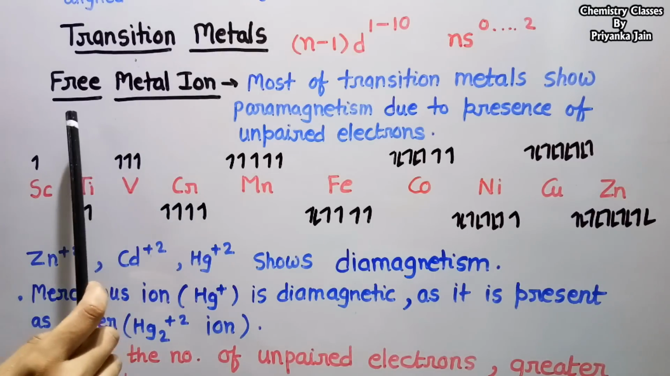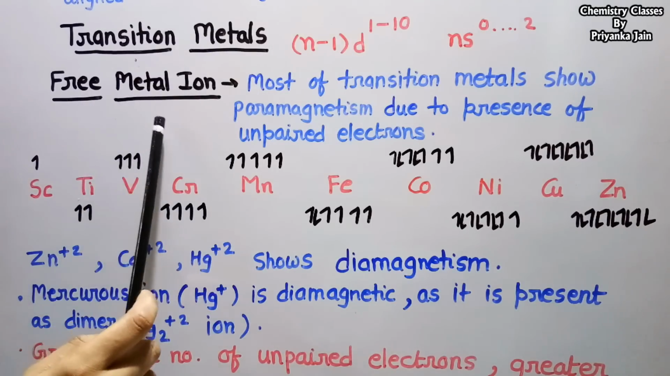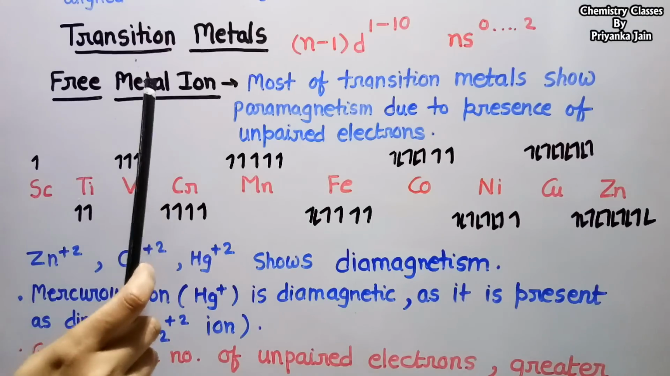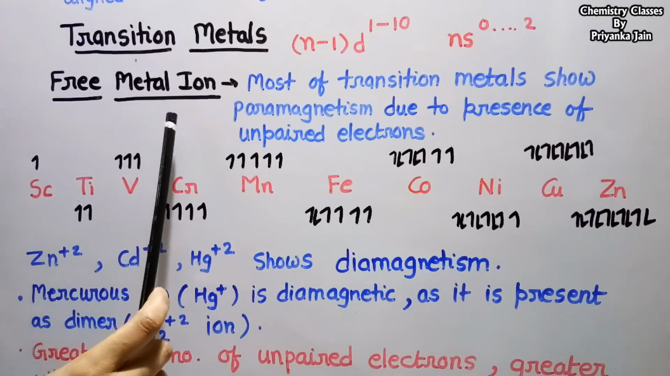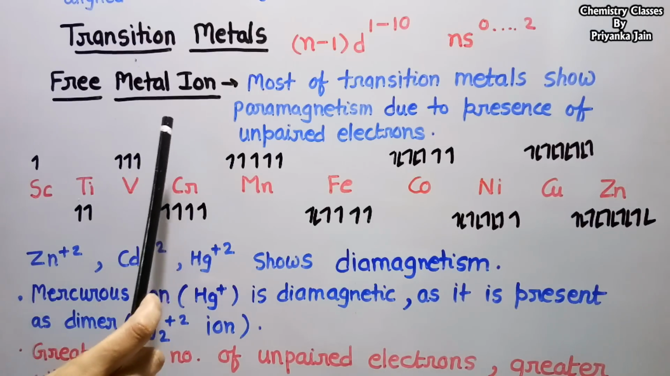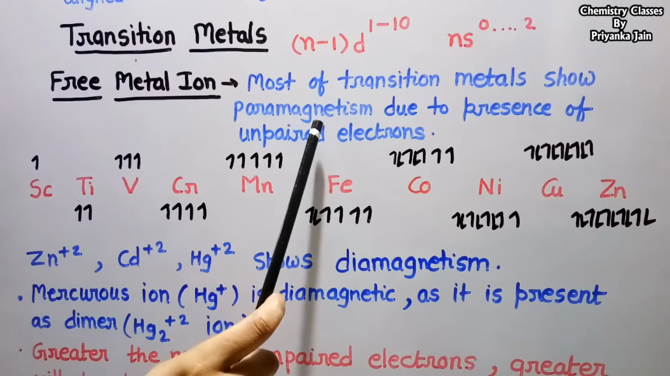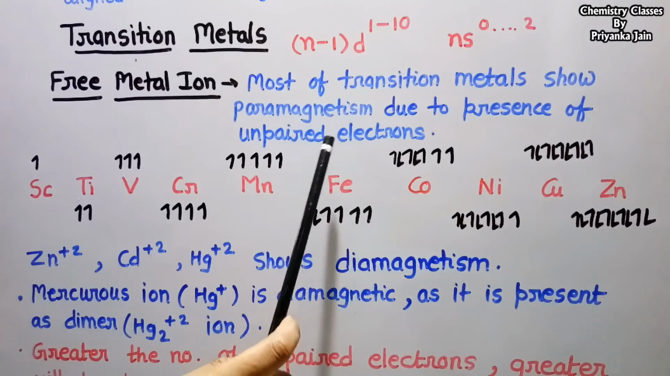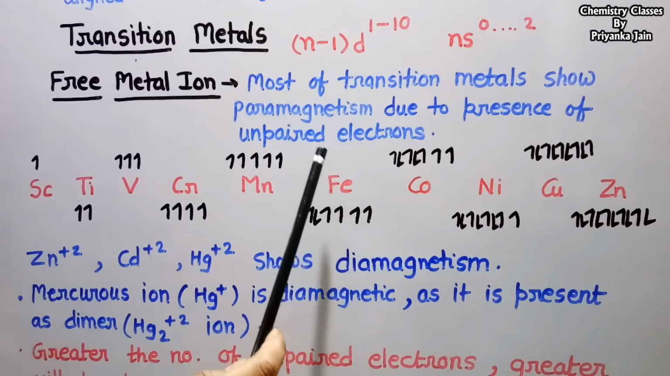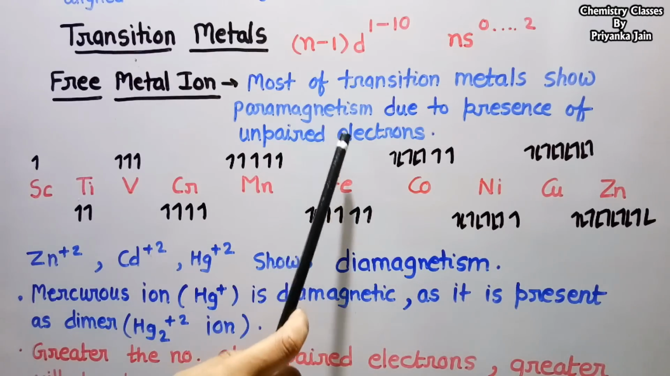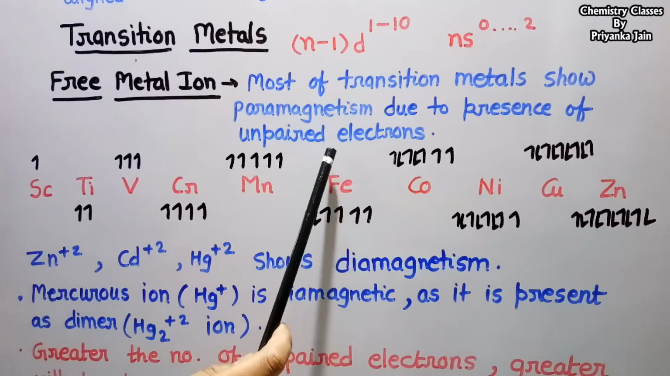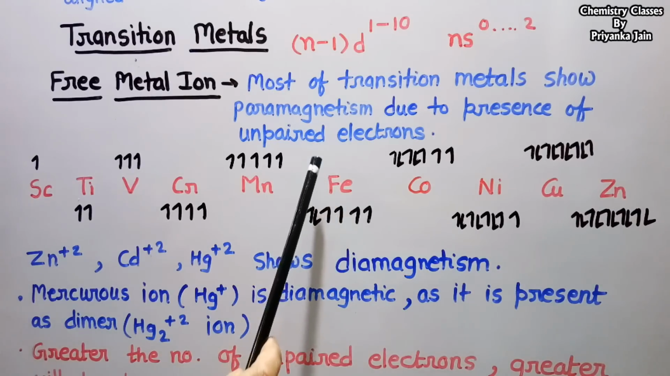Firstly, we see the magnetic property of the free metal ion. It means when the metal is in the free state, it has not been complexed or it is in the elemental form. Then most of the transition metals show paramagnetism, and this is due to the presence of unpaired electrons, because the electrons are being filled at each level. These are filling in the d orbital.